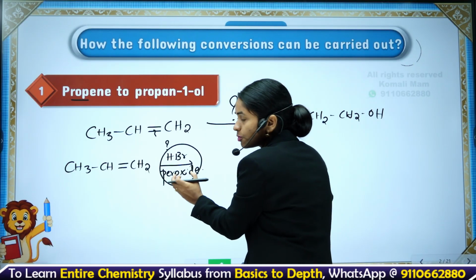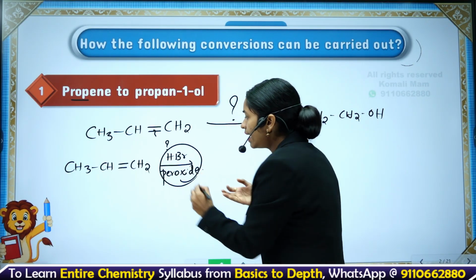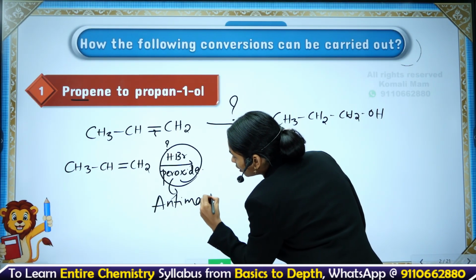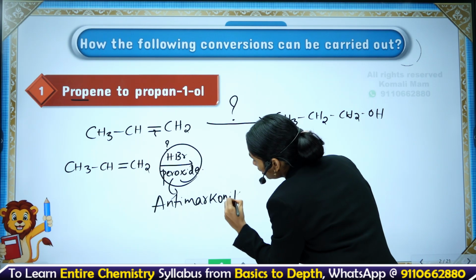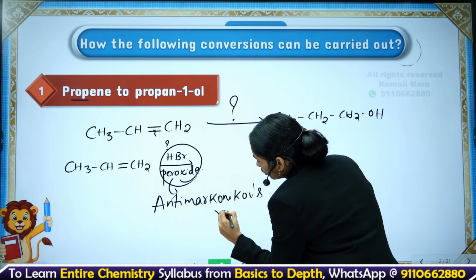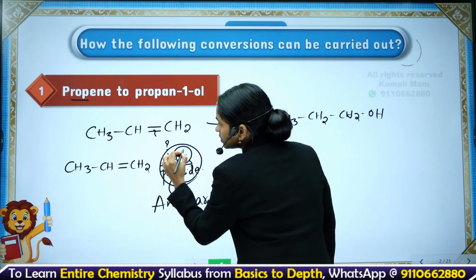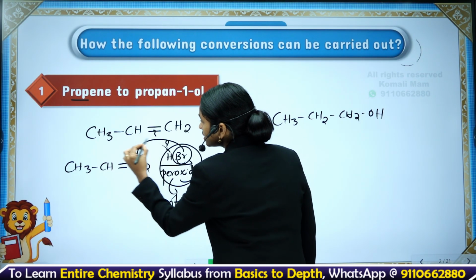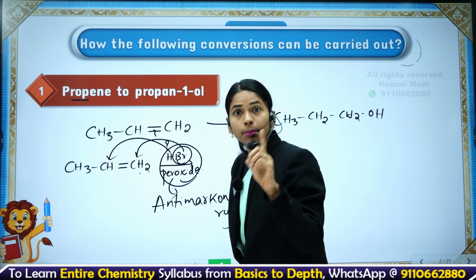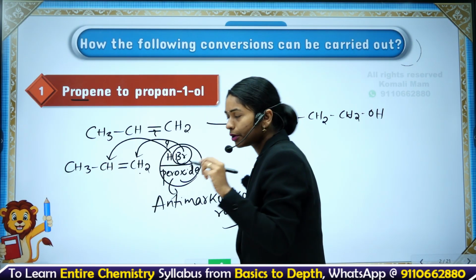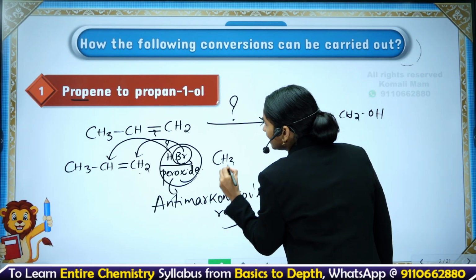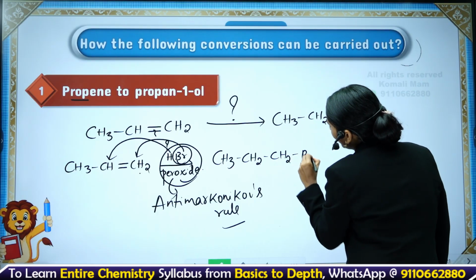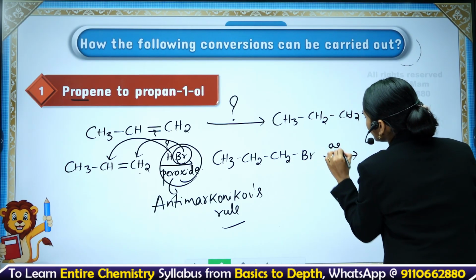So what is HBr in presence of peroxide? Anti-Markovnikov's rule. What is anti-Markovnikov's rule? This negative species will attack the double bonded carbon having more number of hydrogens. This H plus goes and attacks the double bonded carbon having less number of hydrogens. Then we will be getting 1-bromopropane.